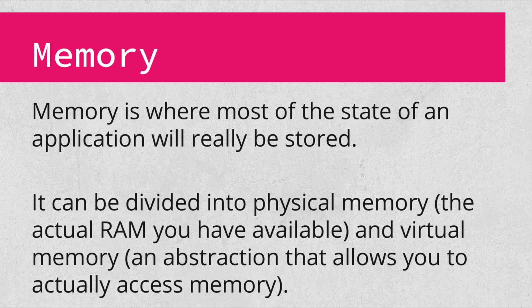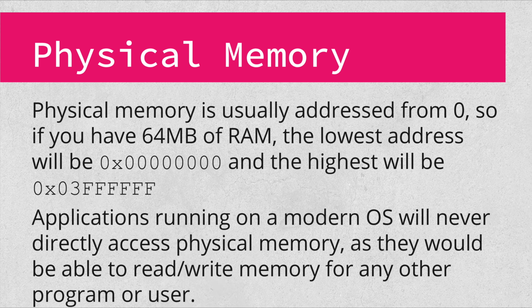Since register space is so limited and accessing long-term storage like hard drives is so slow, memory is where most of the state of an application will be stored. Whether it's objects that are created, loaded images, or anything else, memory is likely where it'll be. On modern systems, it's important to split the discussion of memory into two parts. Physical memory, which is the actual RAM on the system, and virtual memory, which is an abstraction that allows us to access that physical memory. Physical memory is usually addressed from 0, so if you have 64 megs of RAM, for example, the lowest physical address will be 0, and the highest will be 0x3FFFFFF.